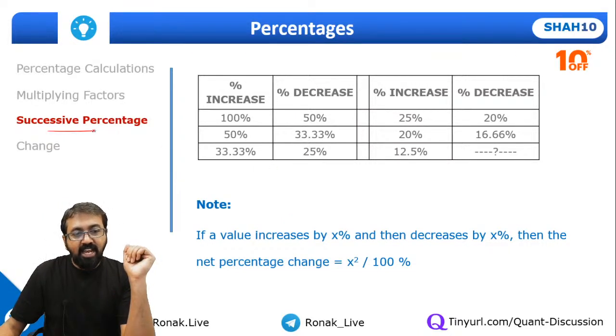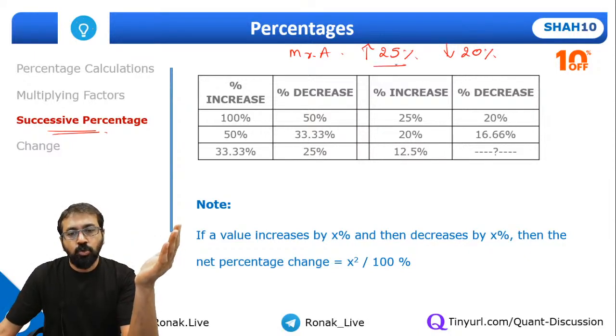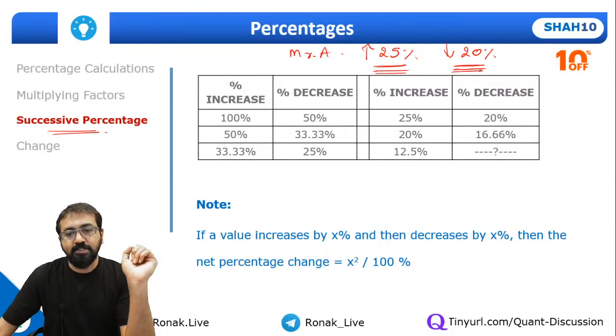Fine guys, then I had also taught you one important point, successive percentage change in that. See, for example, there is a person Mr. A. Understand this example. His salary was increased by 25% and then it was decreased by 20% after a year. So over the period of 2 years, at the end of first year, his salary was increased by 25%. At the end of second year, his salary was reduced by 20%. So what will be the net percentage change in his salary?